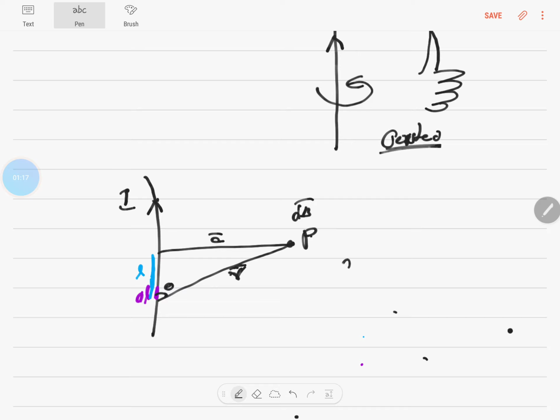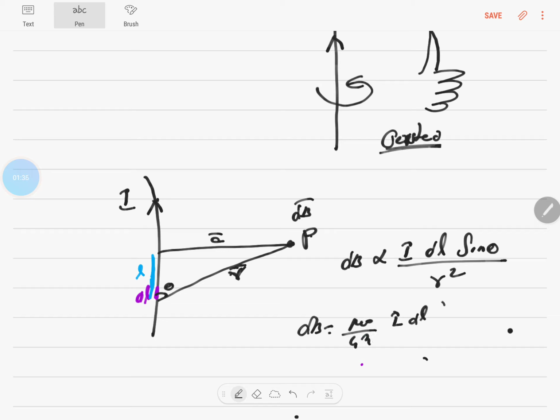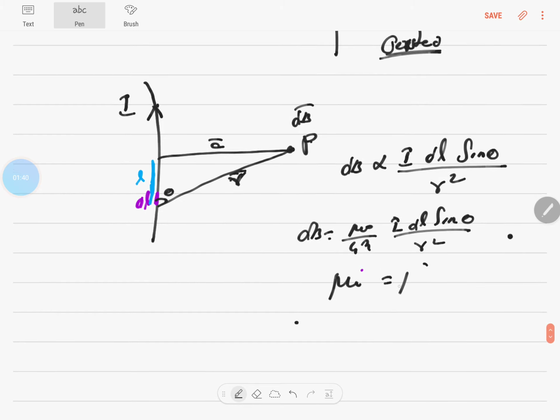Thus, the magnetic field dB at this point is proportional to I, the current flowing through the wire, the dl, the current element, and sin theta, the sine of the angle between the current element and the direction in which you are measuring the magnetic field, and inversely proportional to the square of the distance between them. Therefore dB is equal to mu naught by 4 pi, which is the constant, I dl sin theta by r square, where mu naught is known as permeability.